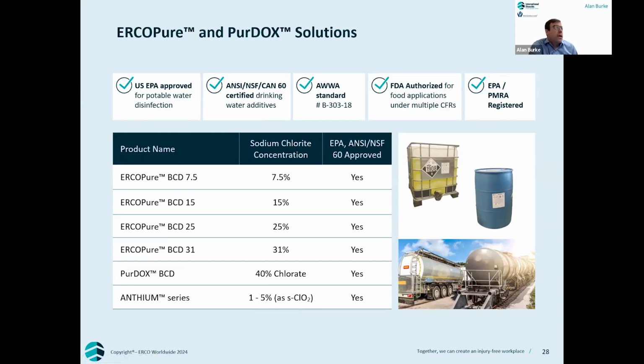The chemicals manufactured by ERCO are ERCO Pure BCD, which are all the USA approved sodium chlorite solutions ranging from 7.5 to 31% in concentration. PureDox is the 40% chlorate precursor that can be utilized. And we have Anthium series liquid chemistry, more dilute, which can be used for a number of different applications, all with EPA approvals for disinfection as well. And these are generally available in drums, totes, or bulk quantities.